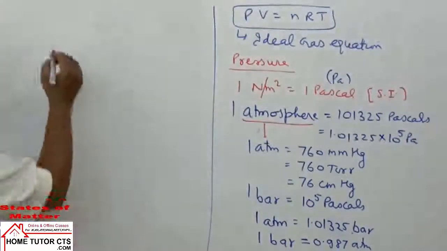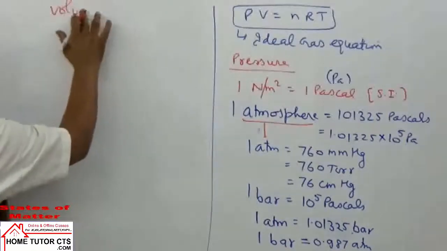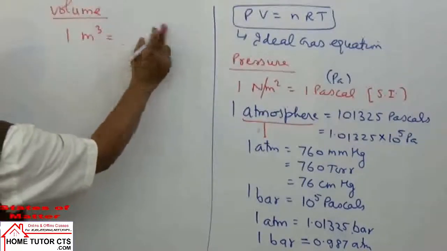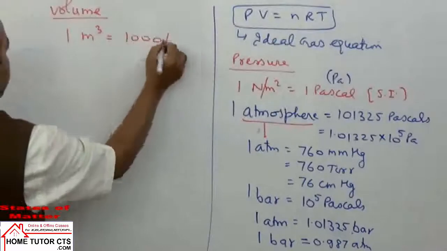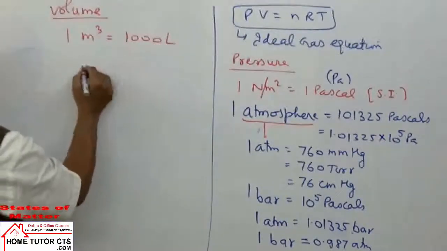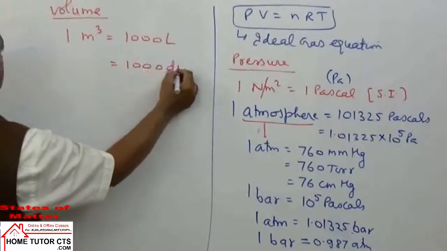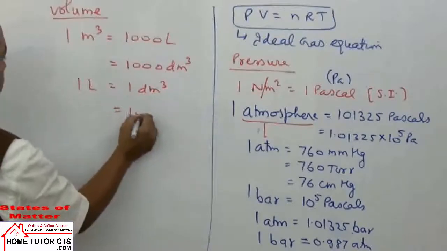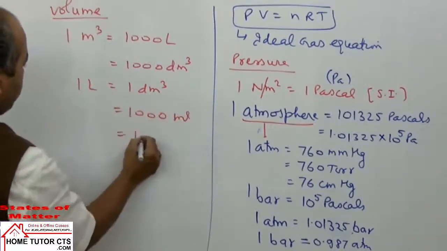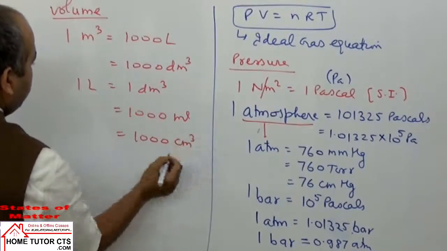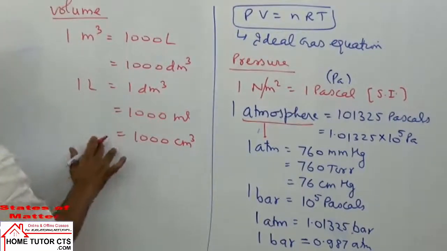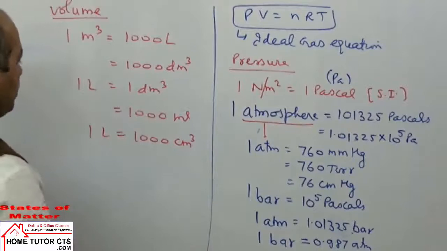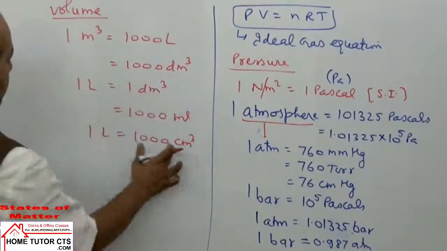Now next we take the unit of volume. Volume can again be taken in different units. For gases, 1 cubic meter is taken as 1000 liters or 1000 decimeter cube. 1 liter is taken as 1 decimeter cube or 1000 cc or milliliter. There are different relations of the volume. 1 liter, or 1 decimeter cube, is 1000 cc.